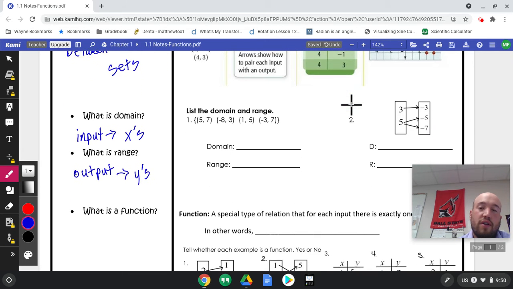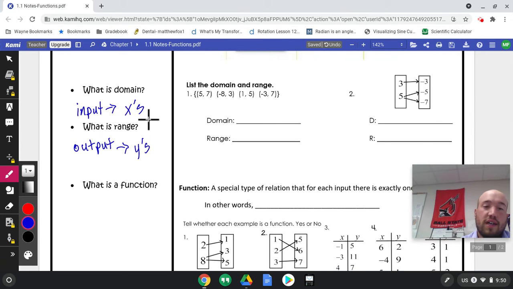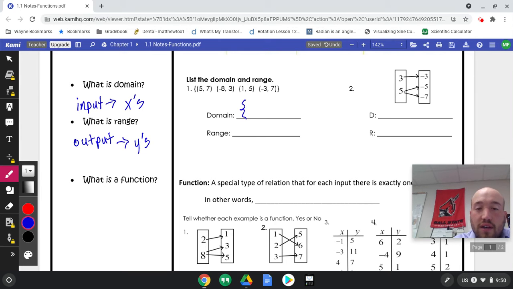Now, if we look here, we have to list our domain and range. To list that, we go in order from least to greatest. We'll start with our x's. If one repeats, we don't have to repeat it. So I'll put this bracket, and it starts at -8. That's the x value. Then there's -3, 1, and 5. Meanwhile, for our range, we have 3, 5, and 7. Even though 7 is on there twice, I don't need to repeat it.